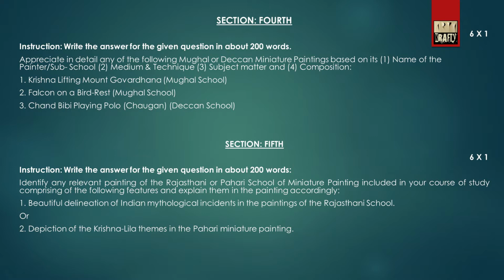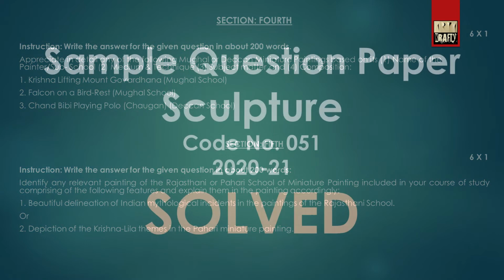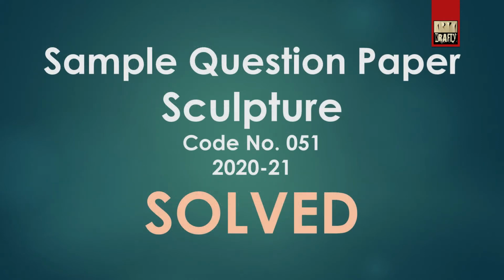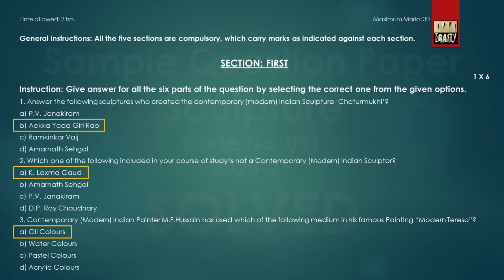It carries 6 marks. In section 5th, there are 2 descriptions of paintings and you have to identify the respective painting and write any one in 200 words. It carries 6 marks. Now, I am going to solve all the questions one by one. Here we go.